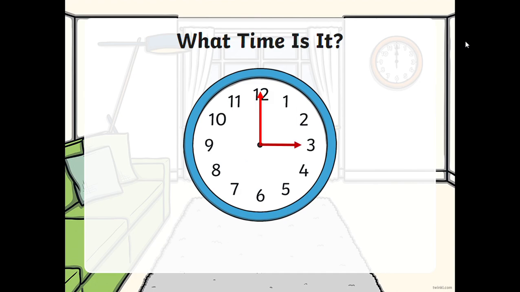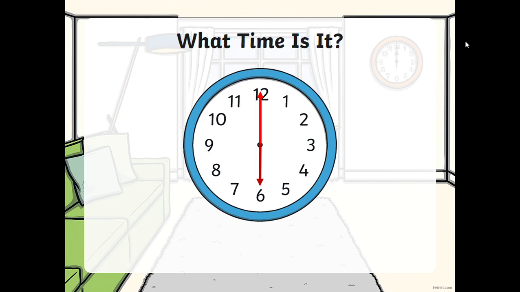This time, the big hand is still on the 12 and the little hand is on the 3. So what time is it? Yep, it is 3 o'clock. This time, the big hand is still on the 12 and the little hand is on the 11. So what time is that? Well done, it is 11 o'clock.